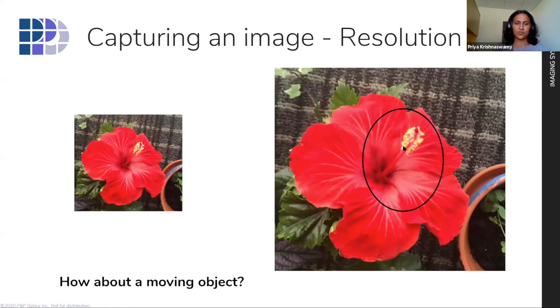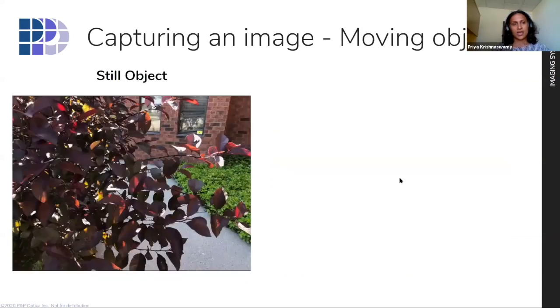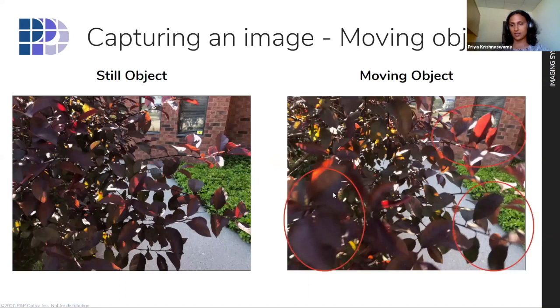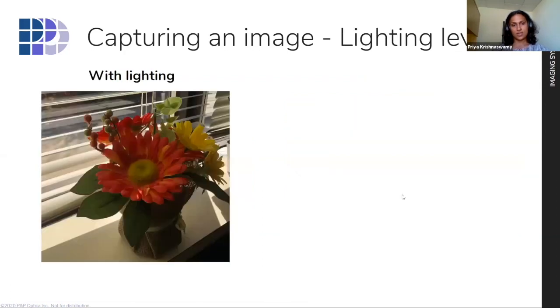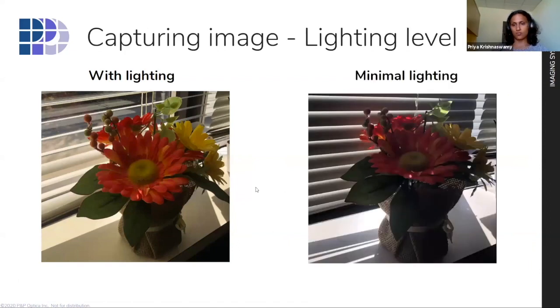How about a moving object? Because we are in an automation system, an object is always moving. There's a still object, and I'm taking a picture of it moving, and again there is a lot of information missing. How about the lighting conditions? Again, I have an image with lighting and one with minimal lights. You can right away see that the one on the left has information on the colors, and the one on the right doesn't have enough information. So how do we solve these problems?